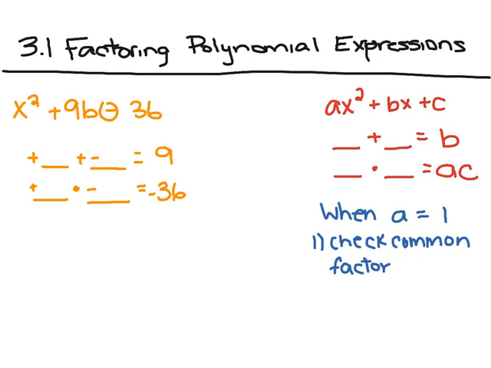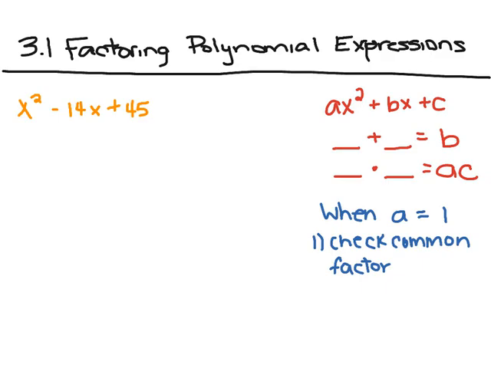Two numbers, when you times them together, you get 36. So if you have plus 12 and negative 3, you'll get 9. So x plus 12 and x minus 3. And then you're done.